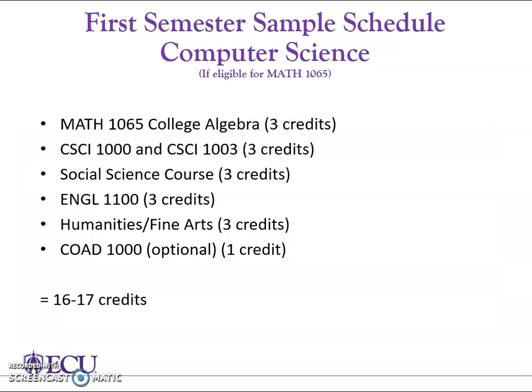This is a schedule for a student who is eligible to take Math 1065. You will see here that the schedule includes Math 1065 as well as other additional requirements through the university. CSCI 1000 and 1003 is an introduction to computer science. However, it is not required for computer science majors.